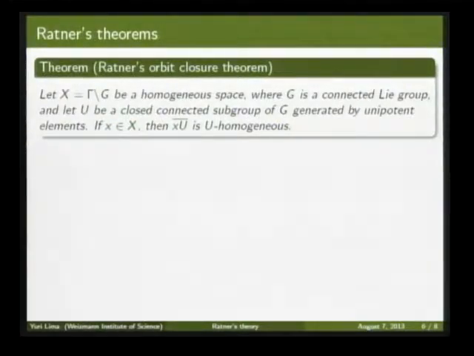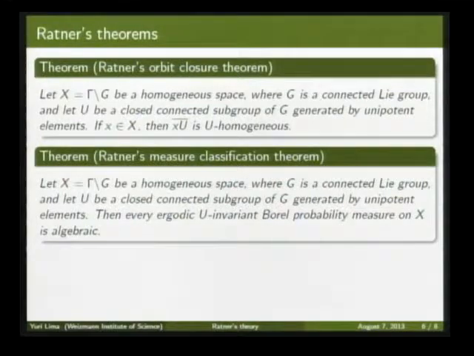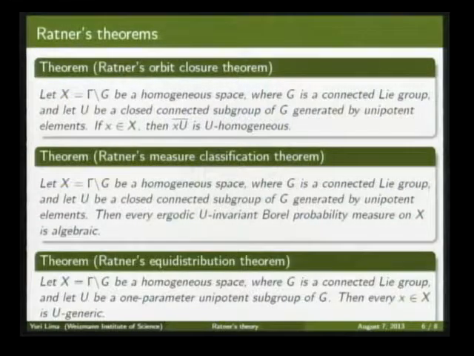So the first of the theorems of Ratner is the orbit closure theorem. The second one is the measure classification theorem. There is a new term here that I'm going to define for you, and that is what it means to be algebraic. And the third theorem is on equidistribution. Here there is a new term, which is generic, and our goal is exactly to clarify what these red expressions are. Okay? Any questions so far?